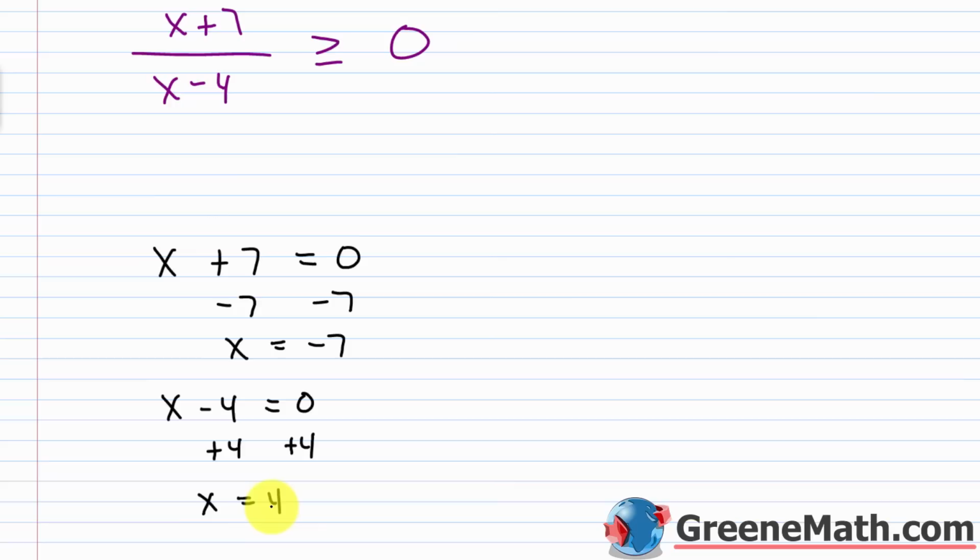Now, there's two things to note here. The first thing is that this one came from the numerator. So if I plugged in a negative 7 for x, negative 7 plus 7 will be 0. 0 divided by whatever's in the denominator, as long as it's not 0, which it won't be, will give me 0. So that would satisfy the inequality. 0 is greater than or equal to 0. 0 is equal to 0, so that works, because this is a non-strict inequality. So x can be negative 7, and we want to notate that. But x cannot be 4. If I plugged in a 4 for x, 4 minus 4 is 0. I'd be dividing by 0, and that's not allowed. So we notate this one as coming from the denominator.